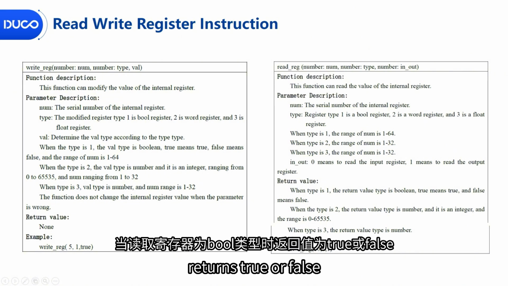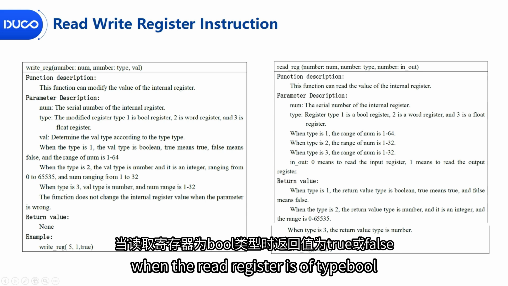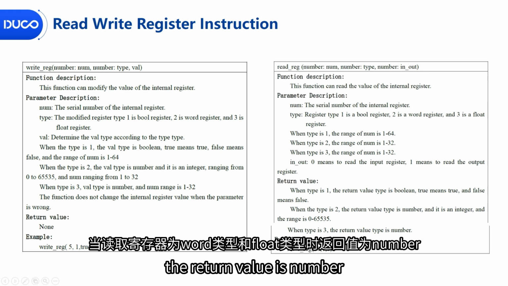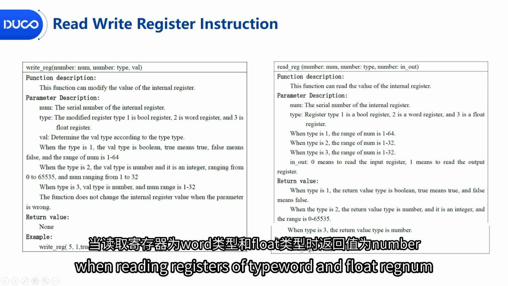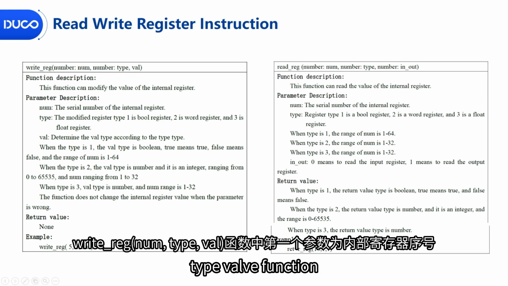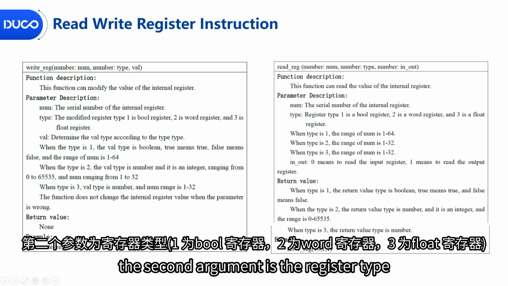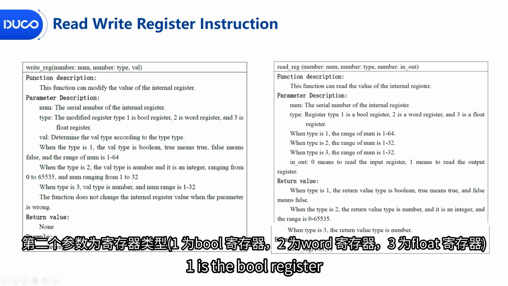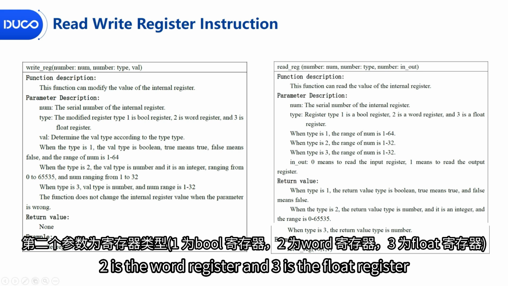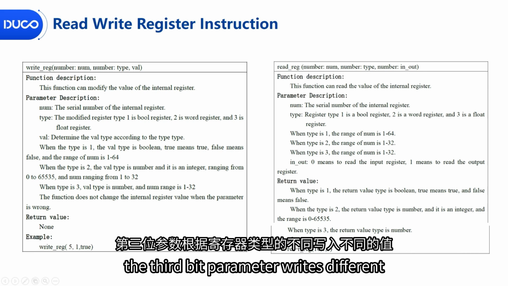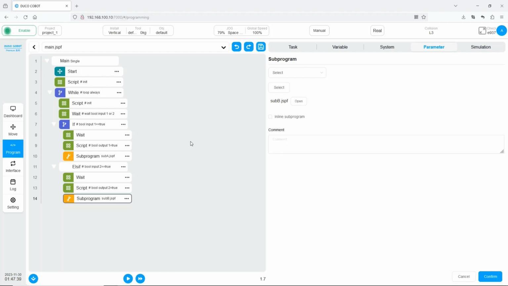It returns true or false when the register read is of type bool. The return value is a number when reading registers of type word and float. In the write_reg function, the first argument is the internal register number. The second argument is the register type: 1 is the bool register, 2 is the word register, and 3 is the float register. The third parameter writes different values depending on the register type.